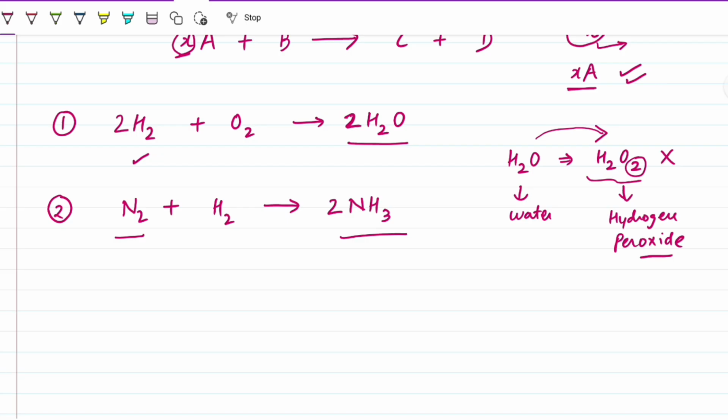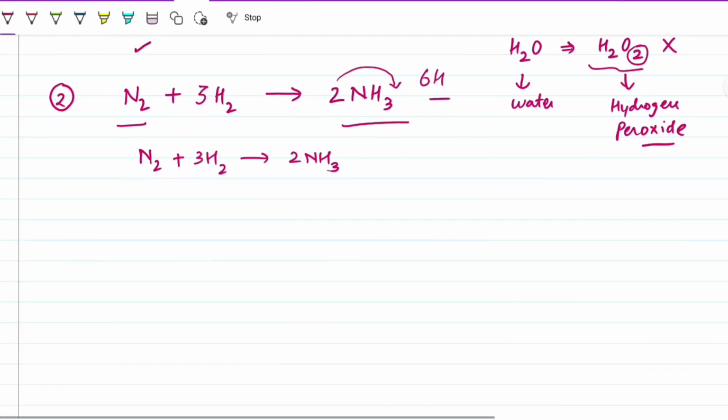So now two nitrogen atoms are on both sides. What about hydrogen? Here we have 2 times 3 is 6 H, whereas on the right side we have only H2. So I can write 3 here. Now this equation is balanced. So if I write the balanced equation, it will be N2 plus 3H2 gives 2NH3, balanced.